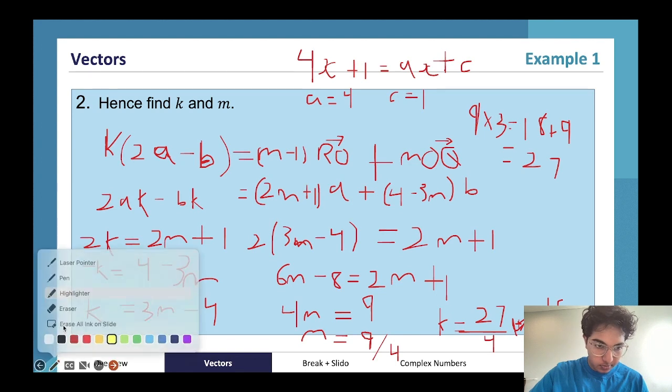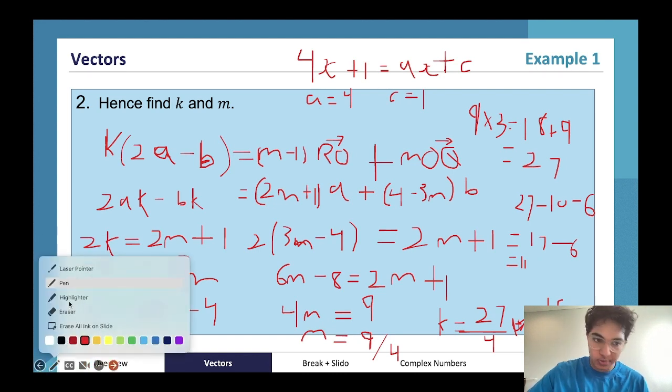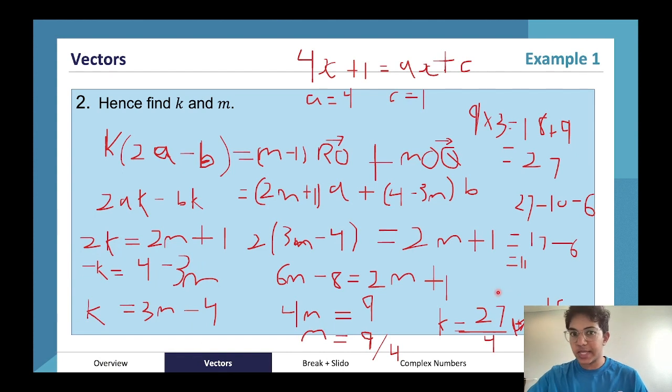Cool. But yeah, you can probably see how easily I make silly mistakes. And I feel like the easiest way to crack down on silly mistakes is just showing every single step. So what I should have done was 27 minus 10 minus 6. So that's going to be 17 minus 6, which is going to be 11. Yeah, that should have been blaringly obvious, but that's the thing with silly mistakes. They're not obvious until you double check them.